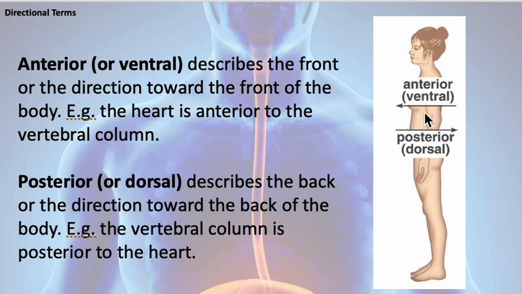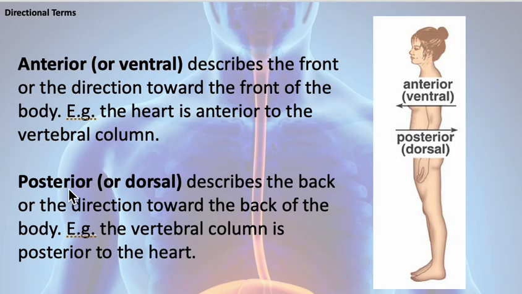So we can say that the heart is anterior to the vertebral column. That is, the heart is positioned in the body closer to the anterior or front surface here than your spinal column is. So anterior can be used to describe the front or towards the front of the body.